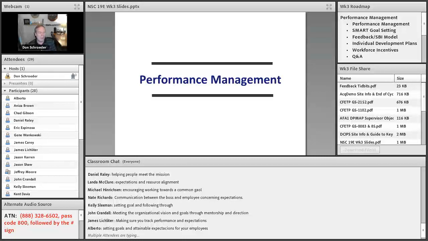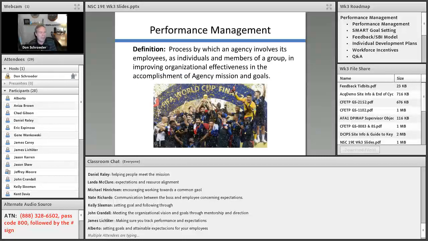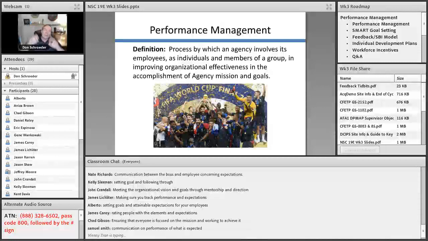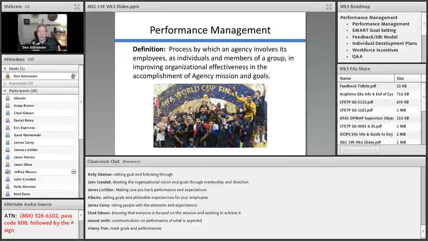And if my mouse would slow down, it's a little antsy today. There we go. So performance management, this, of course, is the official definition. You'll find this answer in Title V of the United States Code. But I'm not going to read this whole thing to you. Basically, it's actually what you were talking about right there. We've got a group of individuals that are trying to come together as a team to enhance our mission effectiveness so that we can meet our goals and that mission and so on.